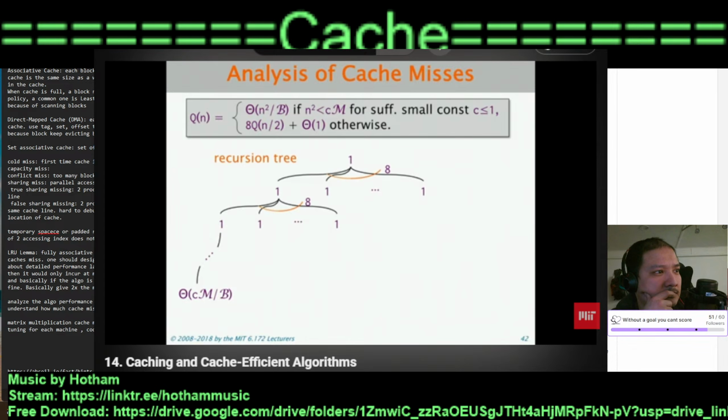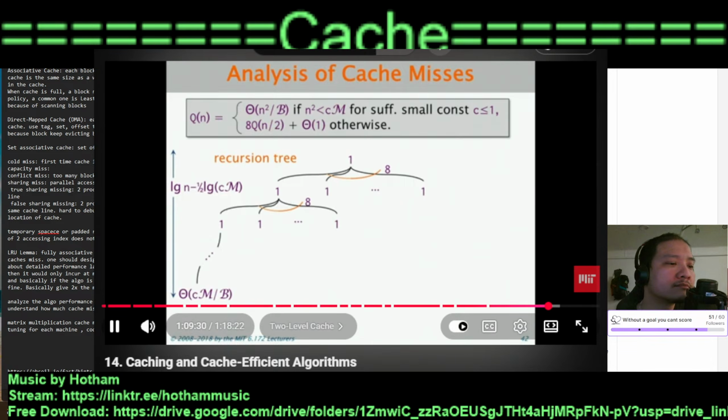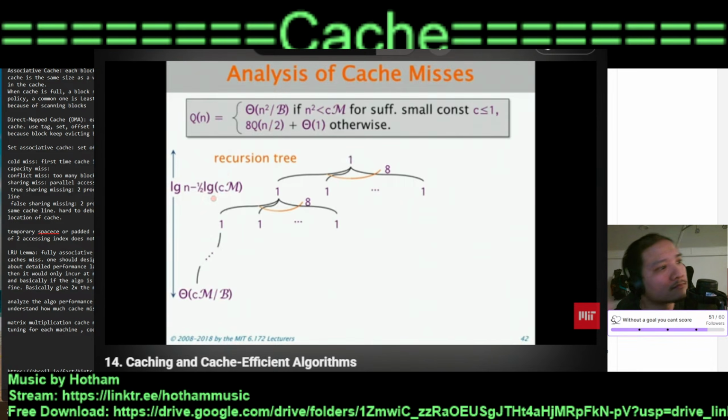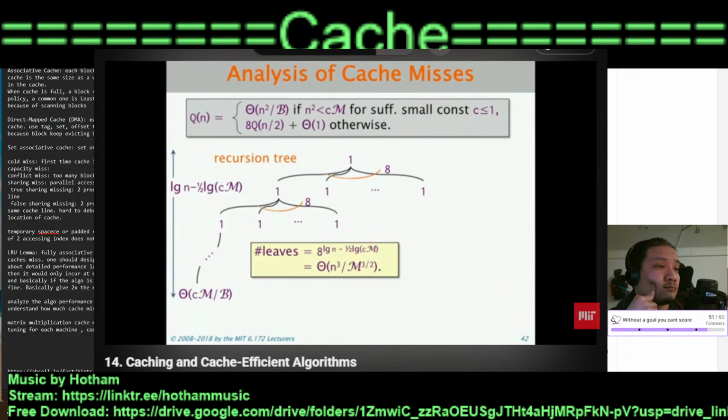And the number of levels of recursion I have in this recursion tree is no longer just log base 2 of n. I'm going to have log base 2 of n minus log base 2 of square root of cm number of levels, which is the same as log base 2 of n minus a half times log base 2 of cm. And then the number of leaves I get is going to be 8 to this number of levels here. So it's 8 to log base 2 of n minus a half of log base 2 of cm.